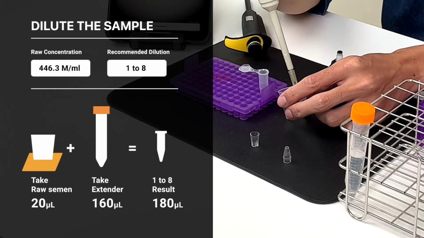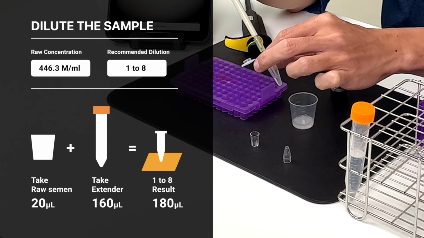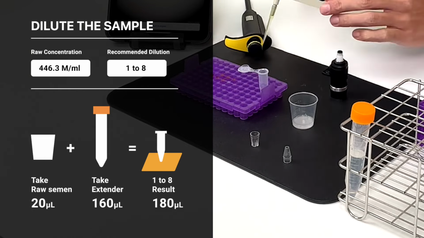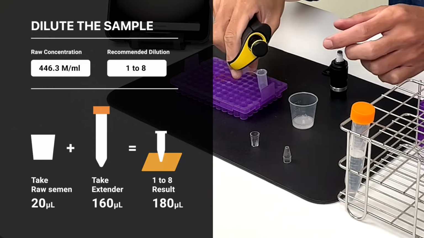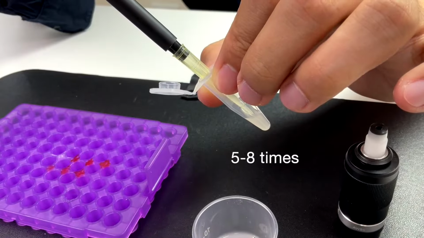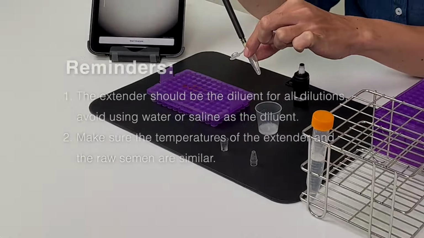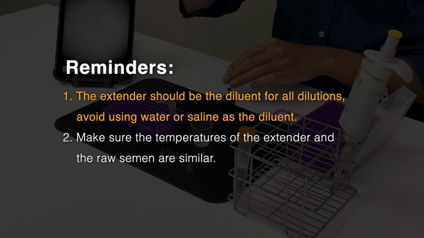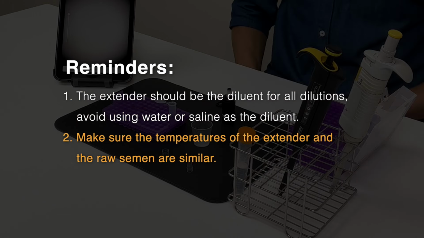Then, pipette 20 microliter of raw semen. Make sure the tip is immersed below the surface before pouring it. Finally, mix the solution with the large pipette. Do not mix by inverting or shaking the tube. Final reminder. The extender should be the diluent for all dilutions. And make sure the temperatures of the extender and the raw semen are similar.